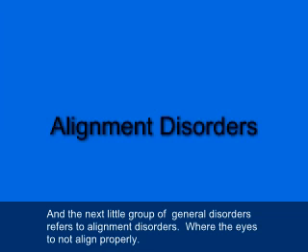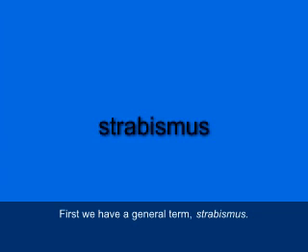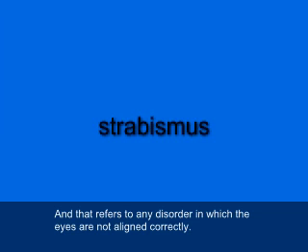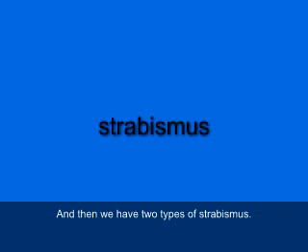And then the next little group of general disorders refers to alignment disorders, where the eyes do not align properly. First, we have a general term, strabismus, and that refers to any disorder in which the eyes are not aligned correctly. And then we have two types of strabismus.